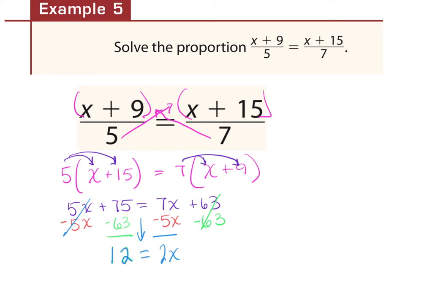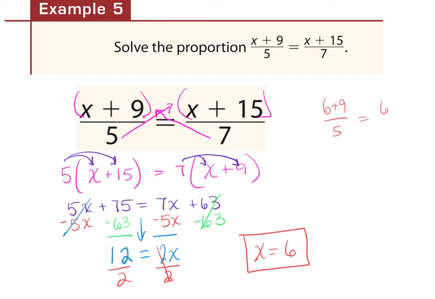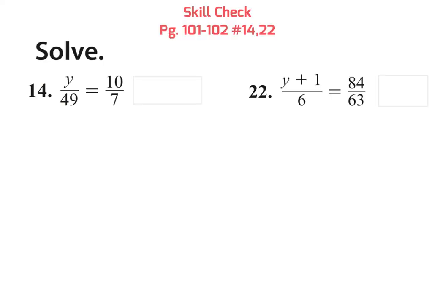What's my last step here to solve for x? Divide both sides by 2. So what does my x equal? 6. You can plug it in. You can say 6 plus 9 over 5 equals 6 plus 15 over 7. 15 over 5 equals 21 over 7. 3 equals 3. Yes, 6 was the right answer. All right, so let's try some of those. One has a group, one does not.